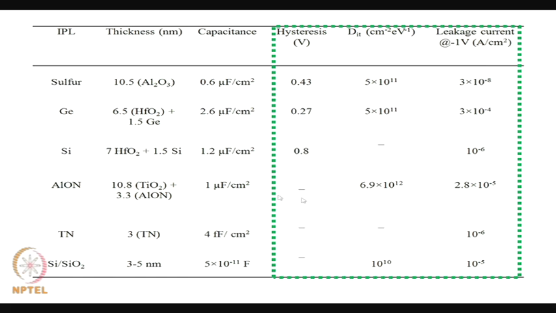Now, the technology which one can use at this moment for the gallium arsenide surface passivation or treatment is the sulfur, because the leakage current is very less compared to Si-SiO2 as benchmark, and the DIT value is obviously greater than Si-SiO2, but it is 5 into 10 to the power 11, a reasonable value.